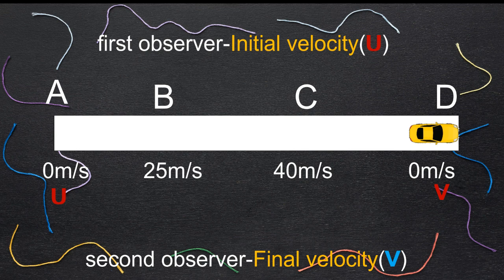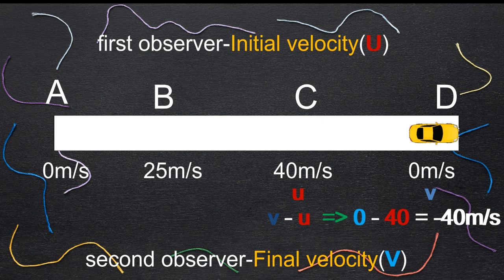If our first observer is at C and our second observer is at D, as you know, nothing has changed. It will be final minus the initial. The final is 0 and the initial is 40, which will give us minus 40.